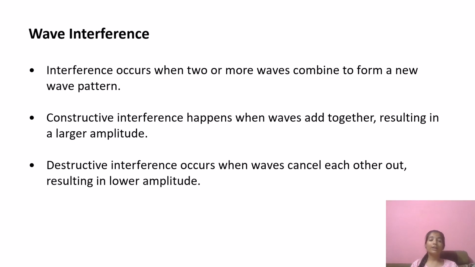Let us know more about wave interference. Interference occurs when two or more waves combine to form a new wave pattern. Constructive interference happens when waves add together, resulting in a larger amplitude. Destructive interference occurs when waves cancel each other out, resulting in lower amplitude.